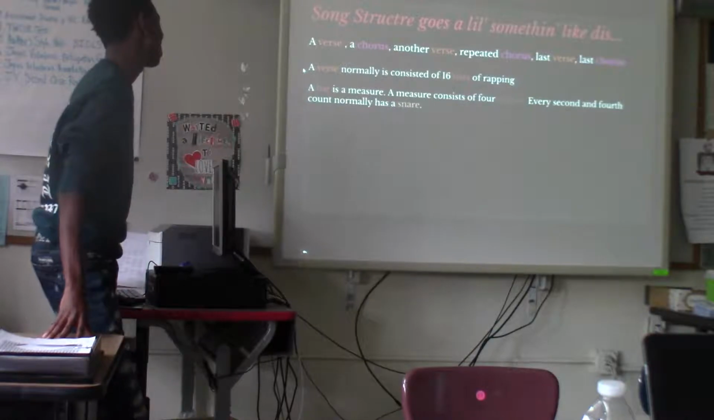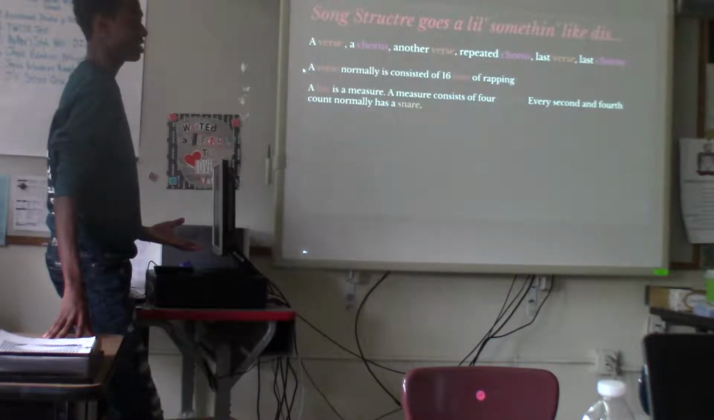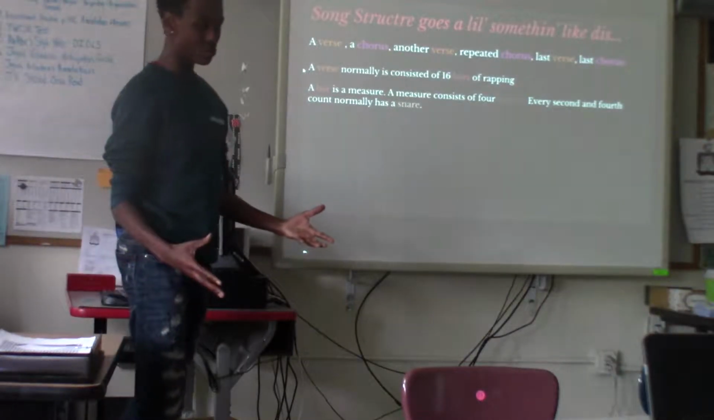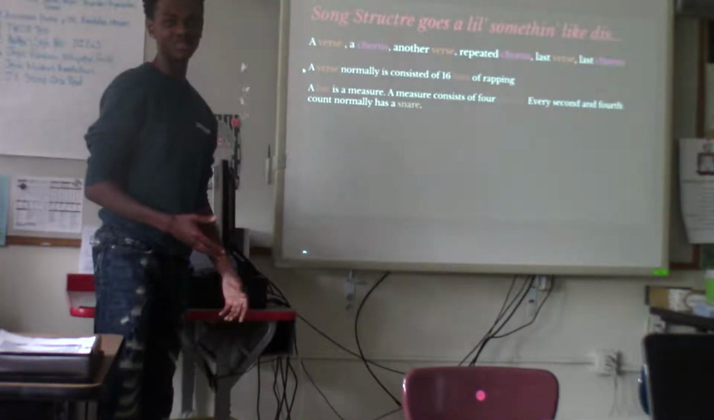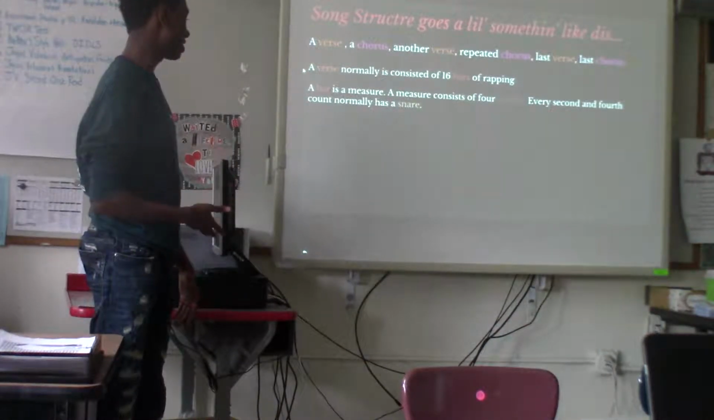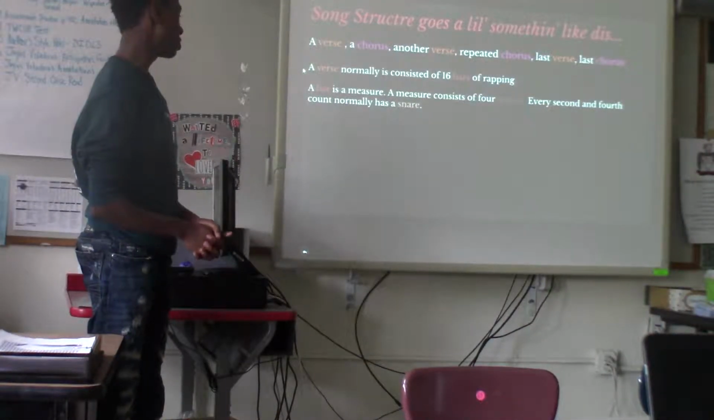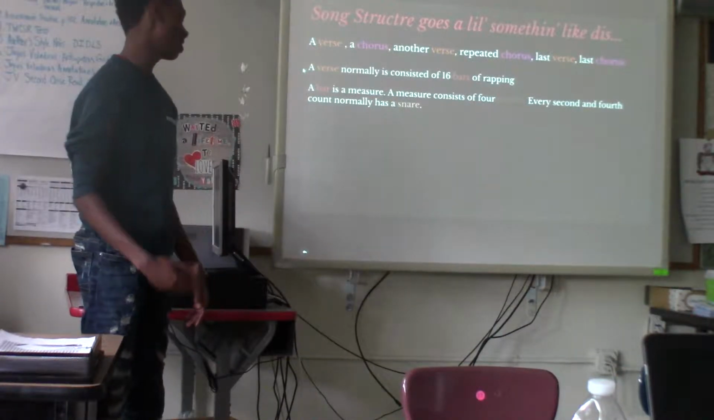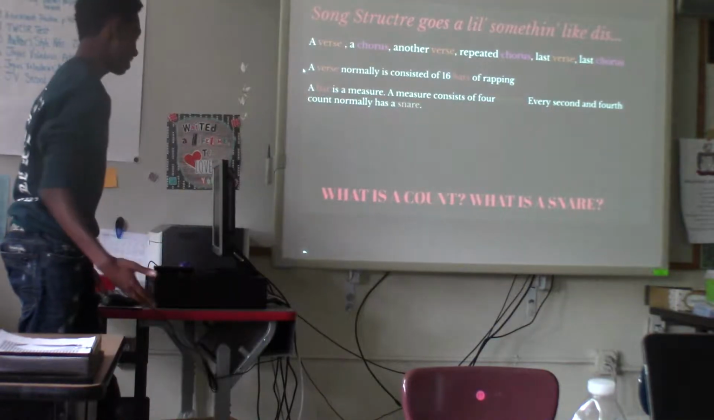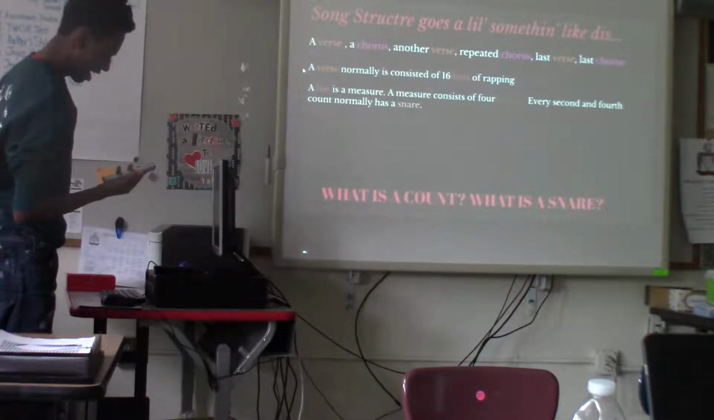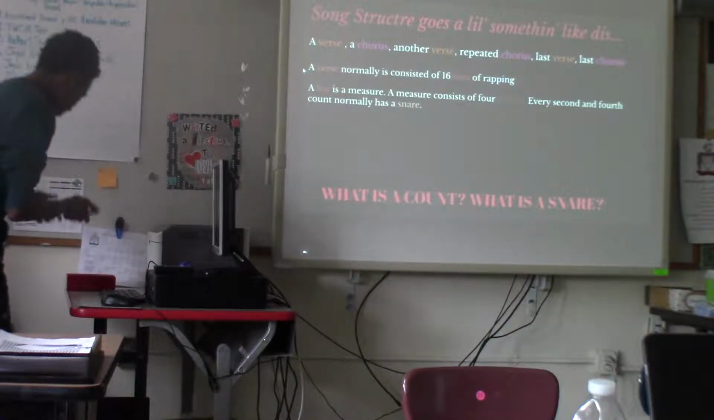I've got it. So a bar is a measure. You're going to be looking at bars when it comes to the instrumental, whatever beat you use. That's what constitutes the lyrical bars, the rap. A bar is a measure, and a measure consists of 4 counts. When it comes to a beat, every second and fourth count normally has a snare. You may be wondering, what's a count? What's a snare? So I'm going to show you guys a beat, and I'm going to walk you through this.